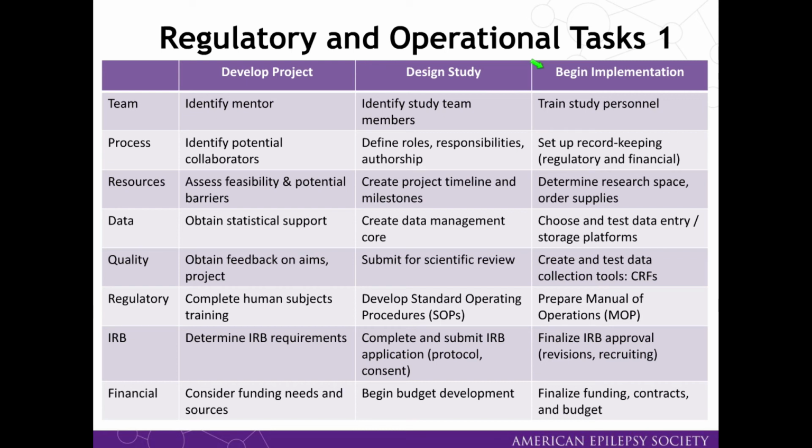Then once you start the study, you'll train your study personnel and set up your record keeping. You'll determine what sort of research space and other materials that you'll need to complete your project. You'll choose your database and data entry system, create your case report forms and other data collection tools, prepare your manual of operations, which is a detailed guide to your study processes, get final IRB approval, and then finalize your funding and budget.